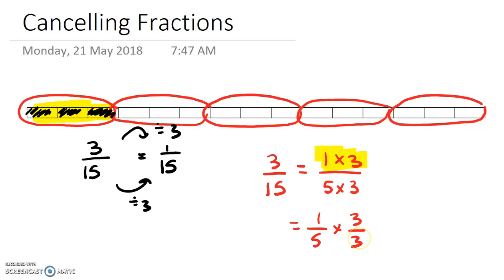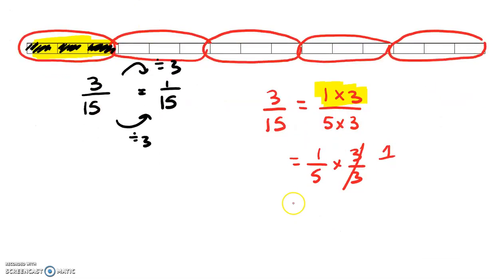Okay, and then I look at this. What's 3 divided by 3? 1. That's equal to 1. Now what's 1/5 times 1? What's any number times 1? Just the number. So what's 1/5 times 1? 1/5. Okay.